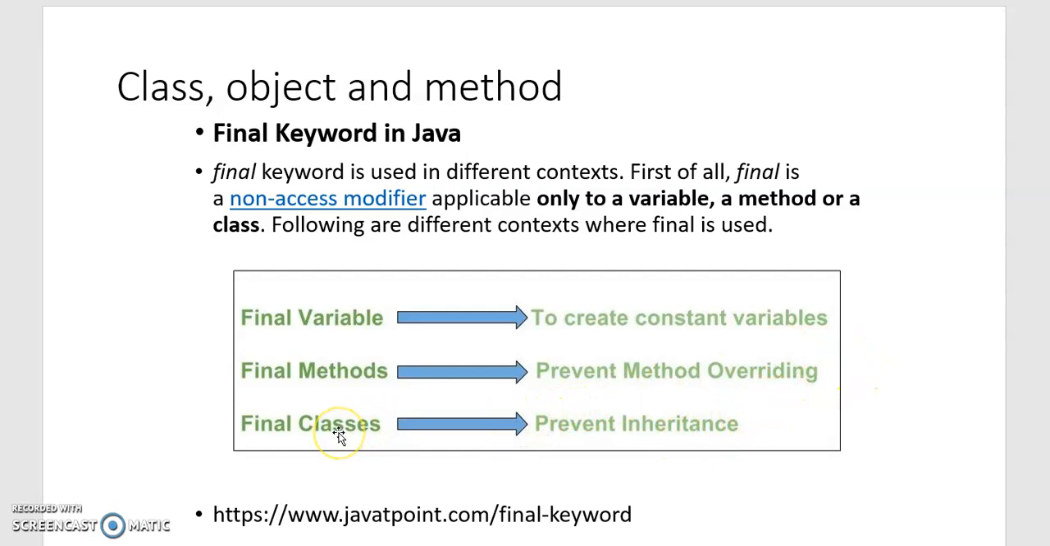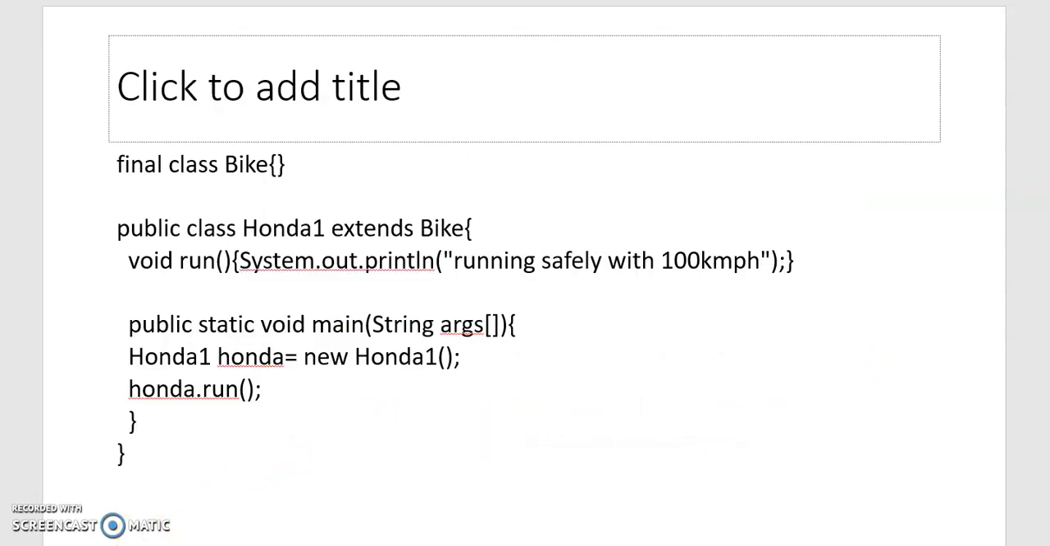And now for the last one, which is final classes, where you're preventing inheritance. With respect to classes, the point that we have seen is that when a final keyword is added to a class, it will prevent inheritance. So we'll look into this program. We have a class declared over here, which is bike, but it does not contain anything, but still it is declared. And then you have the Honda 1 class, which is inheriting from bike, which has a run function. You have the main function, the object being created, and the object calling the run function.